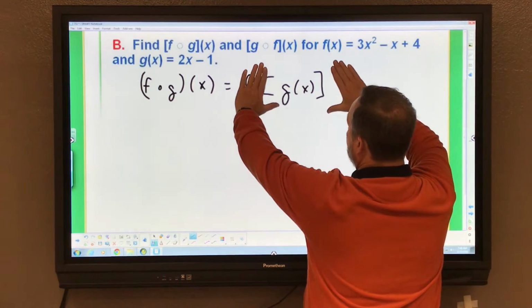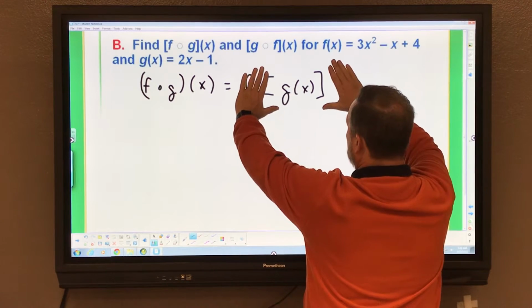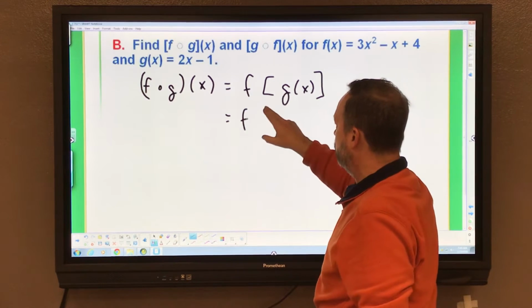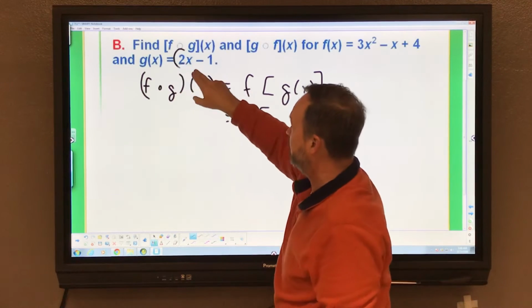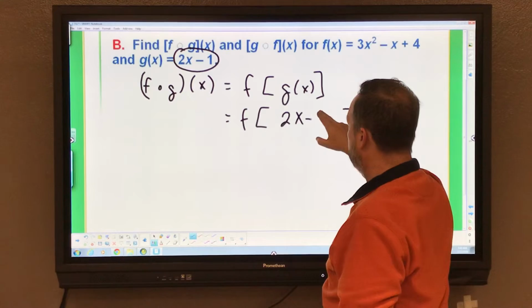So in here I have G of X. I have F of G of X, but I have G of X inside here. So I wanna look at that, and I wanna replace it. So what is G of X? Well, evidently, G of X is this. So I'm gonna do 2x minus 1.